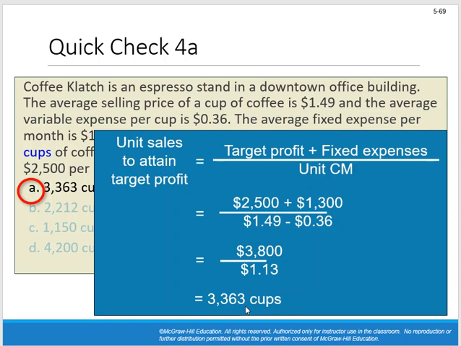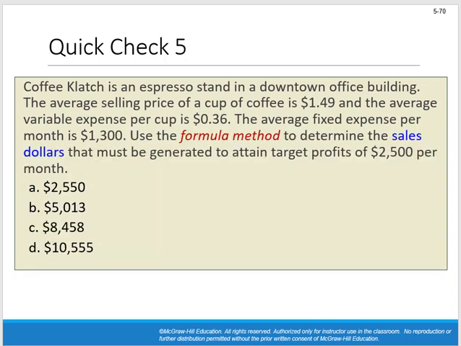Could we convert that into our sales dollars? Do we need to start over entirely to do that? I wouldn't. I would just take the 3,363 cups times $1.49 per cup. That would be my gut. So try quick check 5. You can solve it however you want. Again, they tell you to use the formula method. Hit pause while you do your math here.